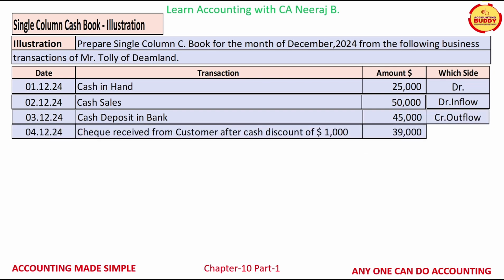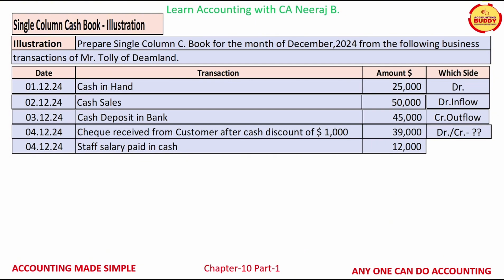On 4th December, business received a check of $39,000 after allowing a discount of $1,000 from a customer. Now, will this transaction be recorded on the debit or credit side of the cash book? Well, the answer is this transaction will not be recorded in the cash book as it does not affect the cash of the business. On 4th December, staff salary amounting to $12,000 is paid in cash.